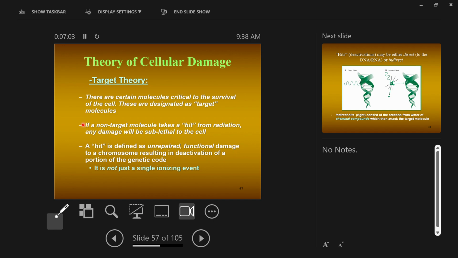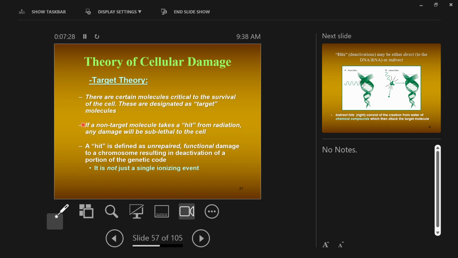If any non-target molecule is hit, and again, what we mean by hit is just a particle strikes it, an alpha, beta, gamma, or X-ray photon, that damage is sublethal. A strike to a target molecule is likely lethal to the cell's survival. Non-target molecules, basically everything else in the cell, sublethal.